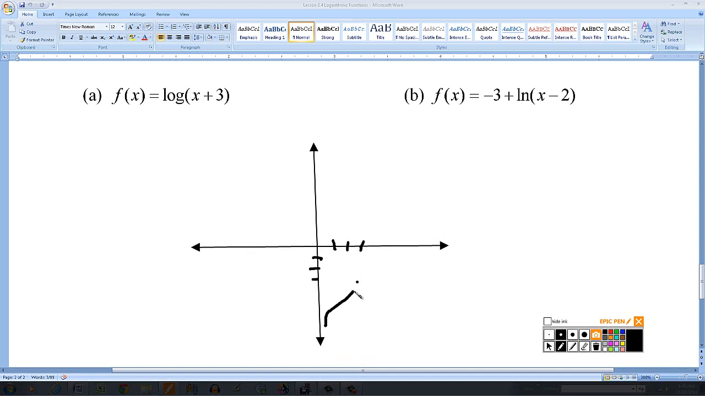Of course, you can check that out on your graphing calculator. In the next lesson, I'm going to look over some properties of logarithms, which will be very useful in solving more complicated log equations.